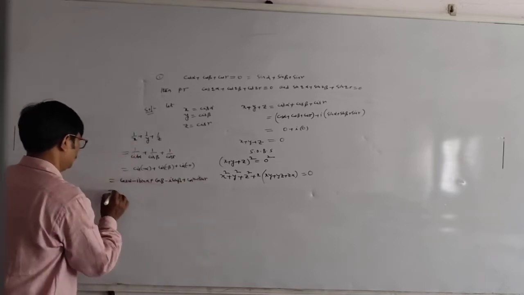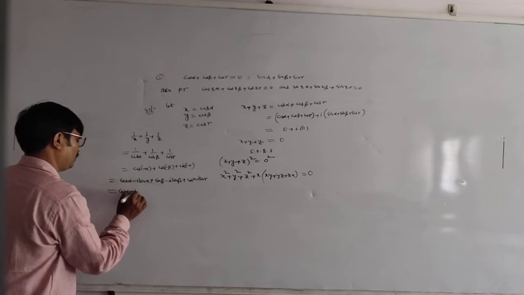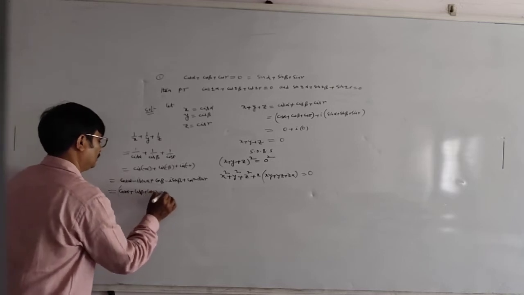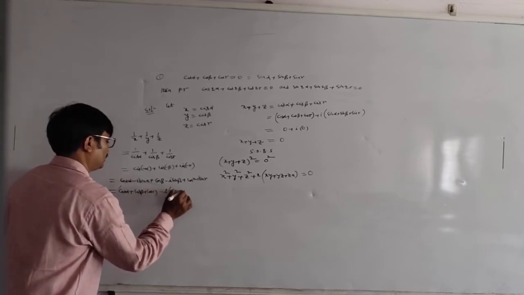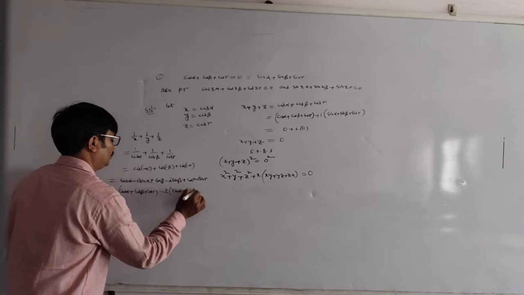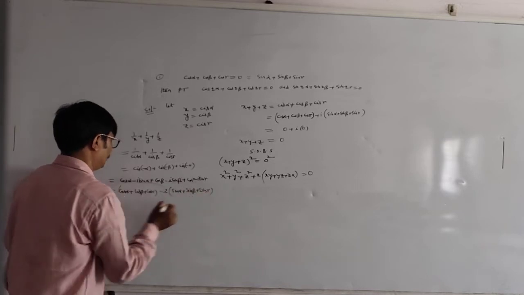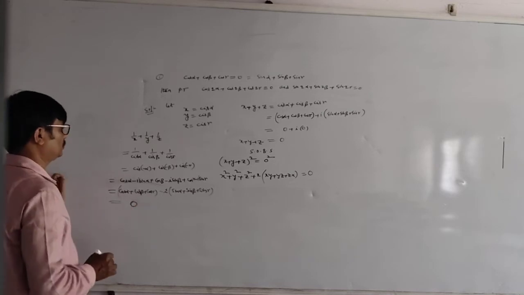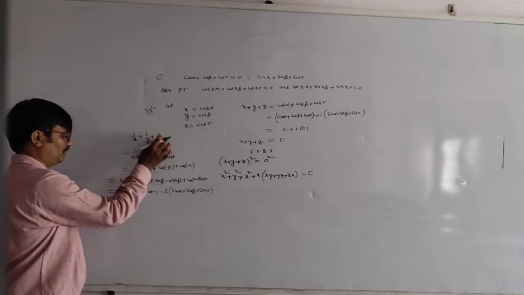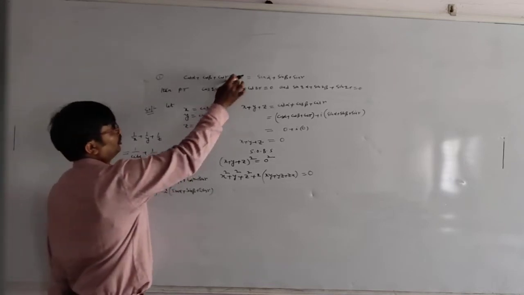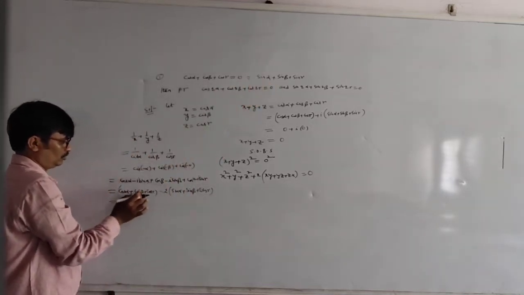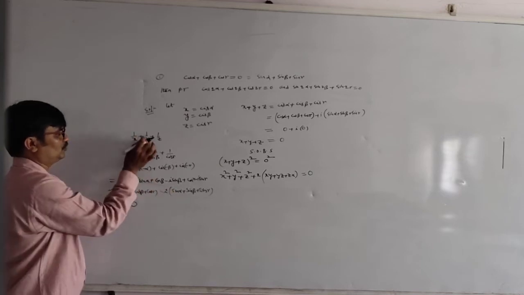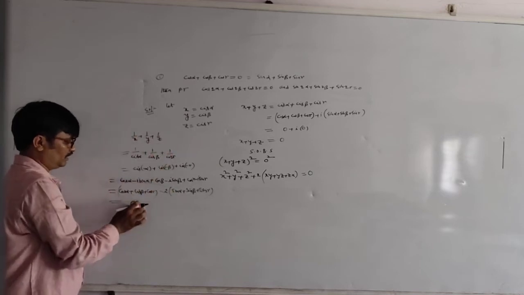So dear students, cos alpha plus cos beta plus cos gamma, minus i, the common factor, sin alpha plus sin beta plus sin gamma. So this is 0 minus 0, which is 0. So 1 by x plus 1 by y plus 1 by z has the value 0.